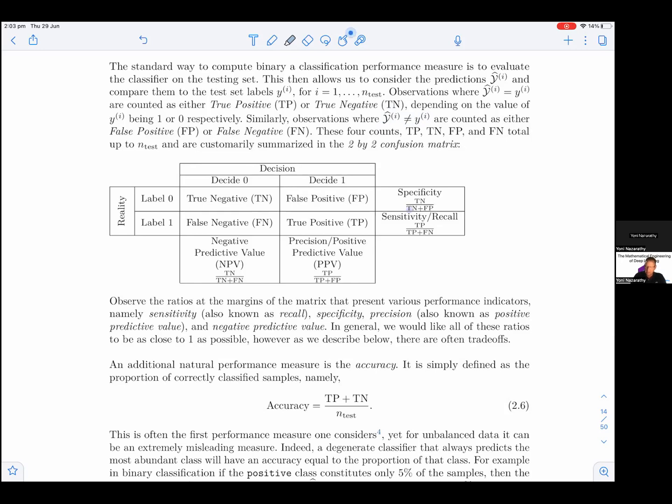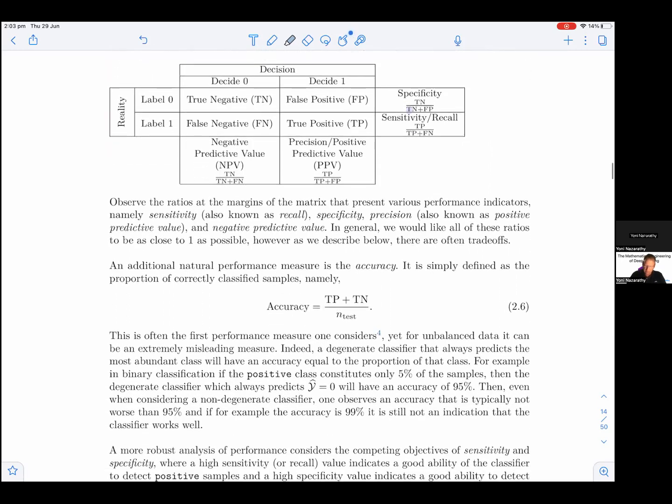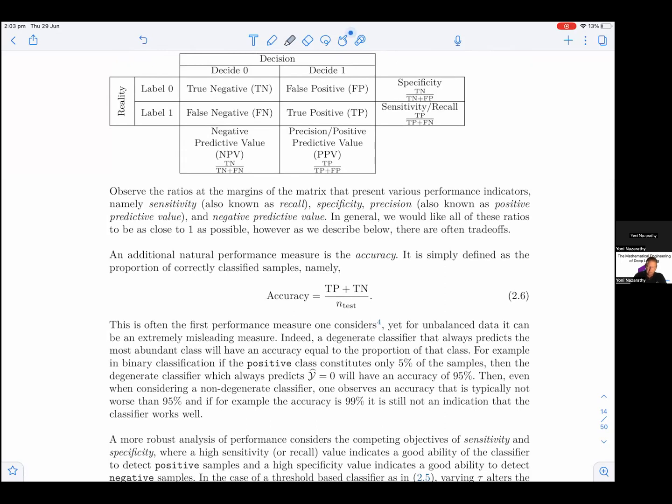These four counts, TP, TN, FP, and FN, total up to n_test and are customarily summarized in the 2x2 confusion matrix. In the 2x2 confusion matrix, the rows are in reality: the first row is for observations that are negative in the test set, and the second row is positive. The columns are for your decision, either negative or positive. The sum of these four bins is the total number. In each one we can put the count of true negative, false positive, false negative, and true positive.